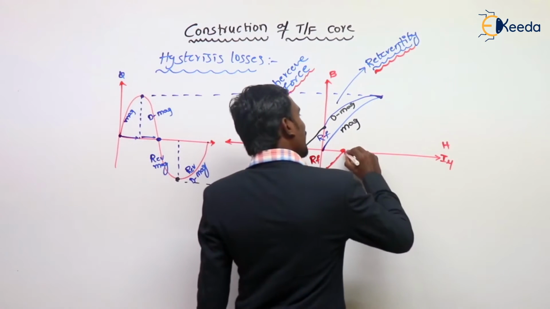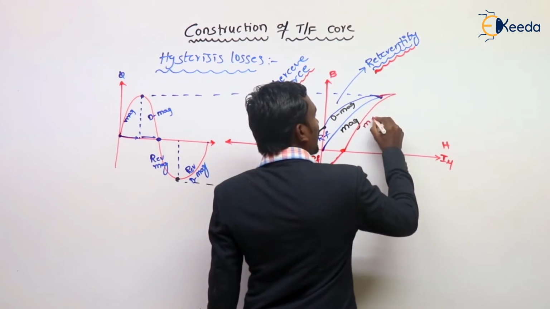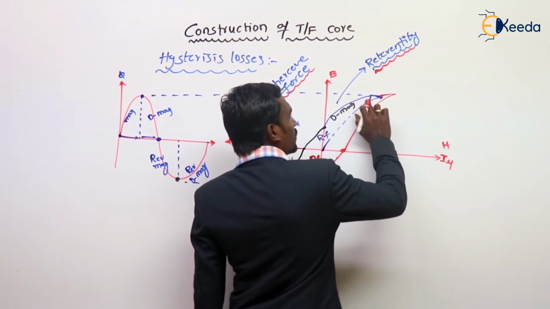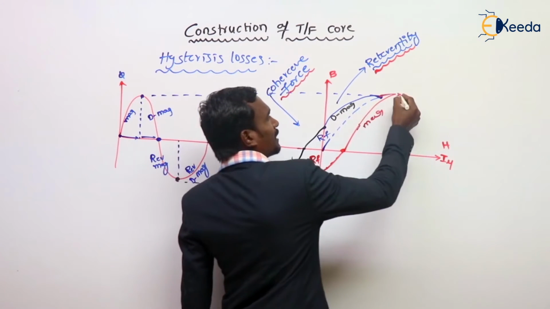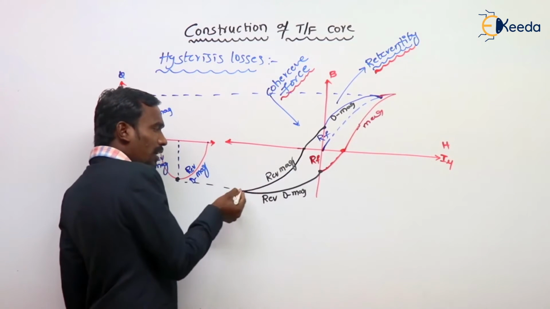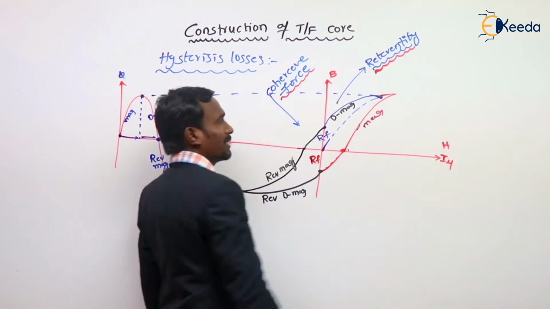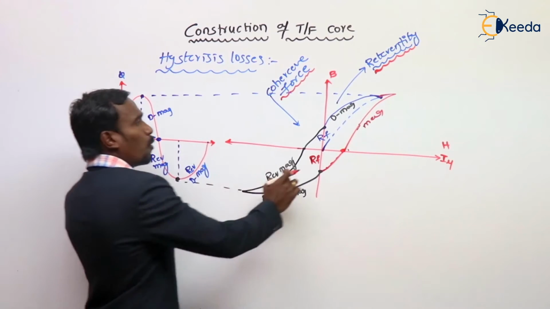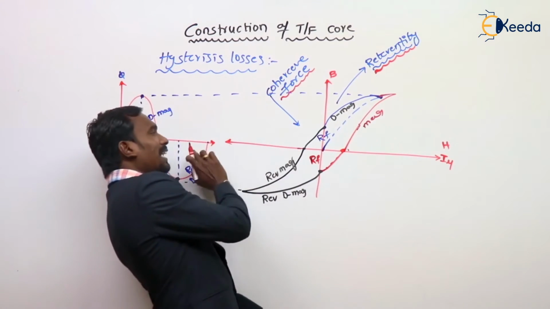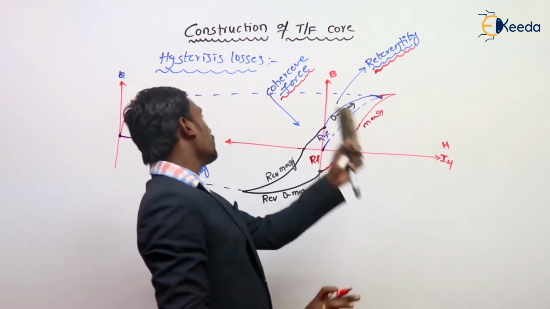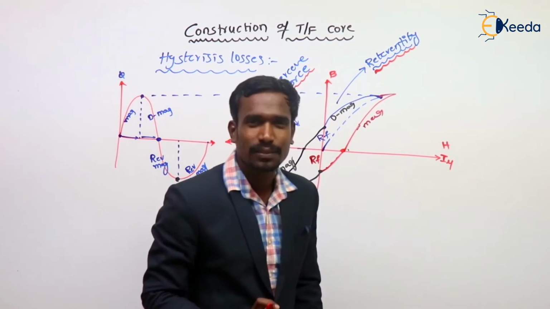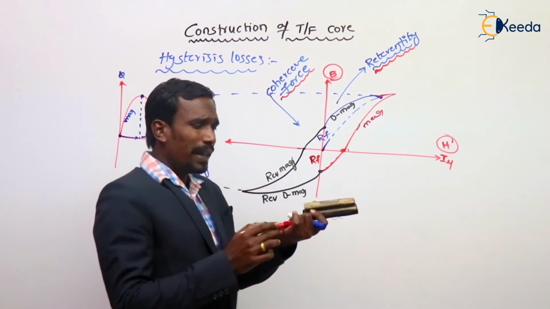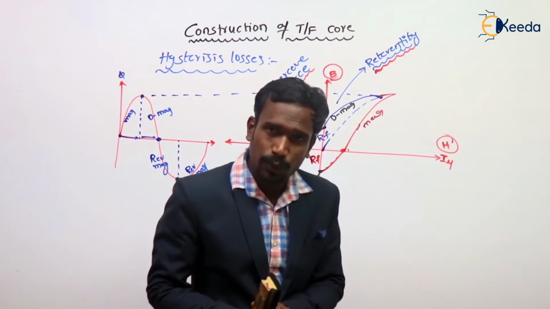Then again magnetization. This is an initial curve actually. Now this is magnetization, demagnetization, reverse magnetization, reverse demagnetization. This is one complete cycle, one loop. Number of cycles, number of loops. This is called the BH curve or hysteresis curve.